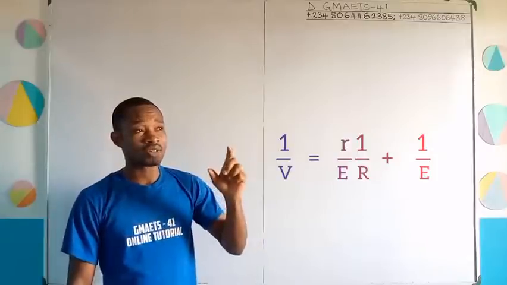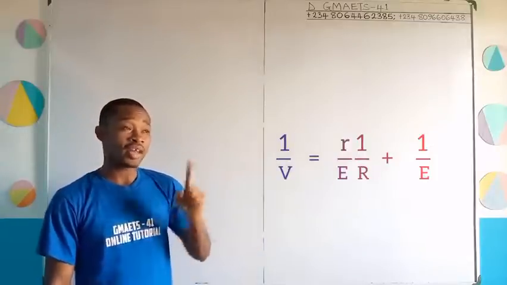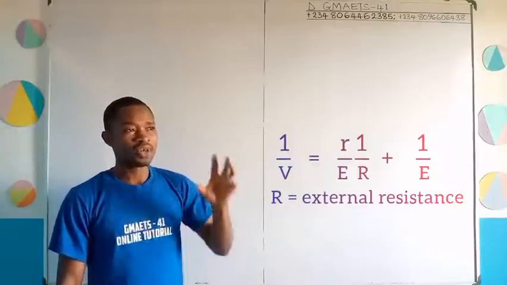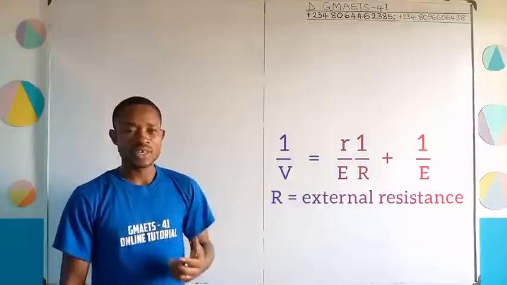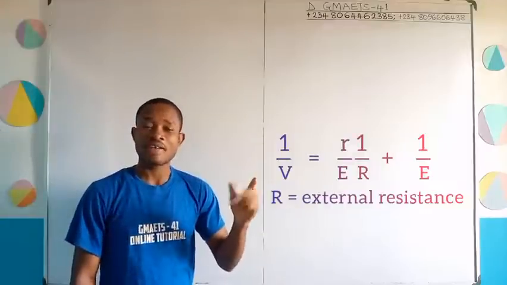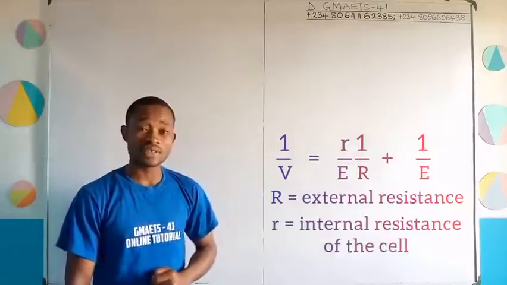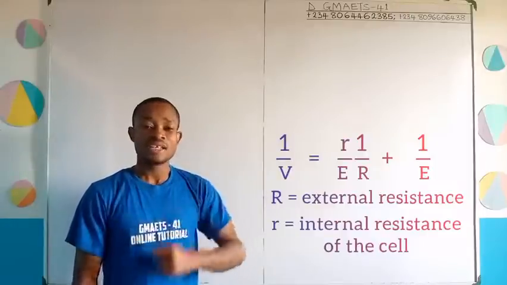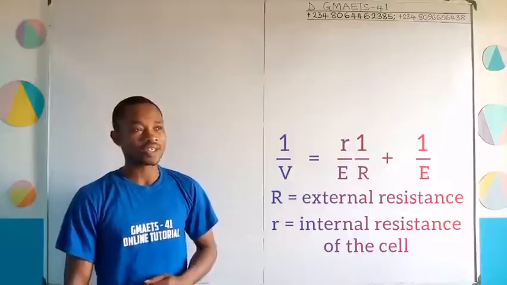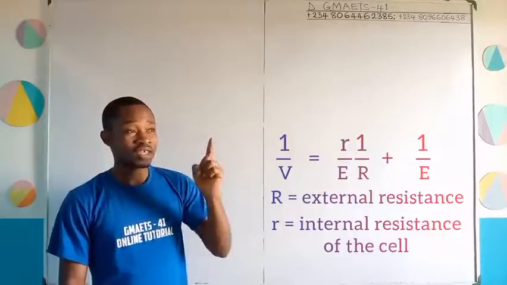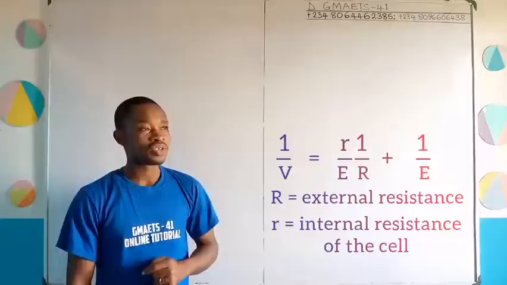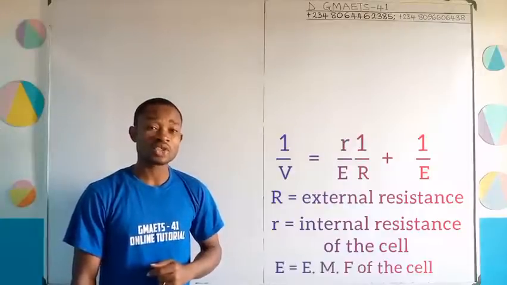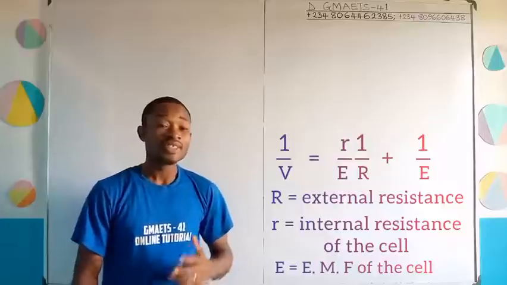Now, if you look at the multiplier of 1 over R, that R there is the external resistor, capital letter R. If you look at the coefficient, it is small letter r. That small letter r is the internal resistance of the cell, the battery that we used in carrying out the experiment in the previous practical class. And the capital E there represents the electromotive force of the cell.